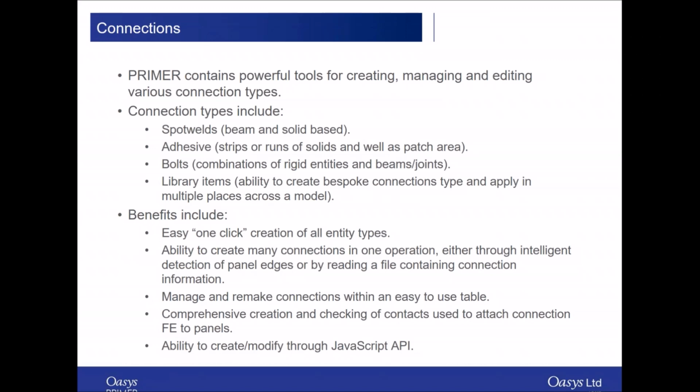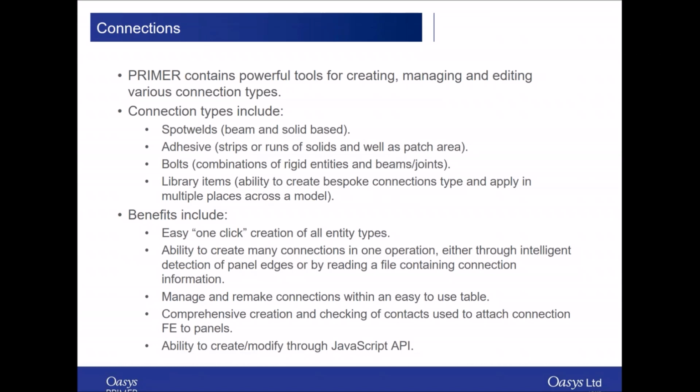So the benefits of using the connections tool in Primer is easy one-click creation of all entity types, the ability to create many connections in one operation, either through intelligent detection of panel edges. So if you don't have any information to start with, Primer can create connections automatically according to where all the edges of your panels are. Or you can read in a file containing connection information and automatically create thousands of spot welds or lots of adhesive runs.